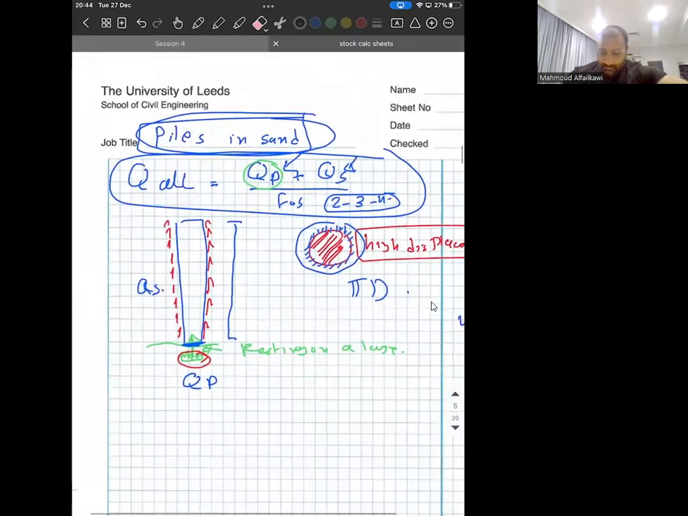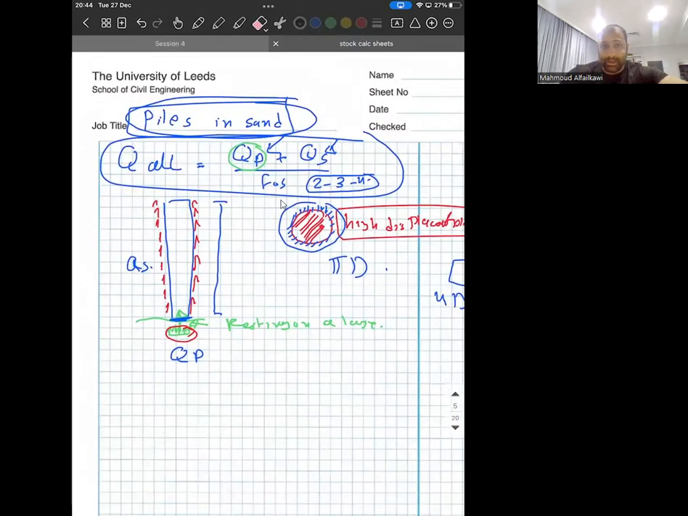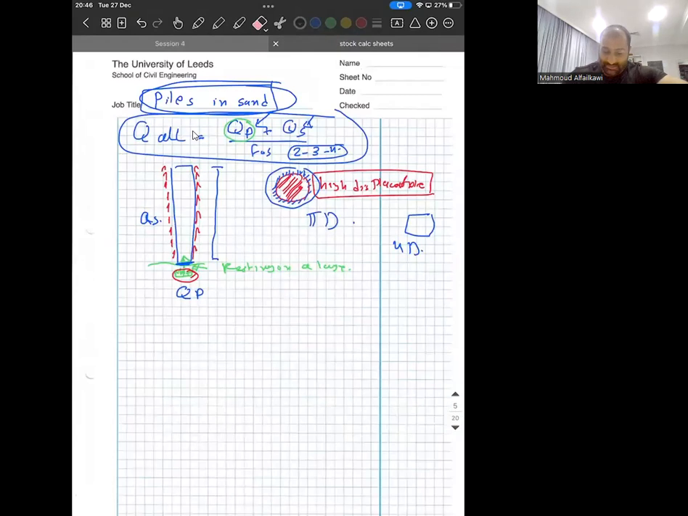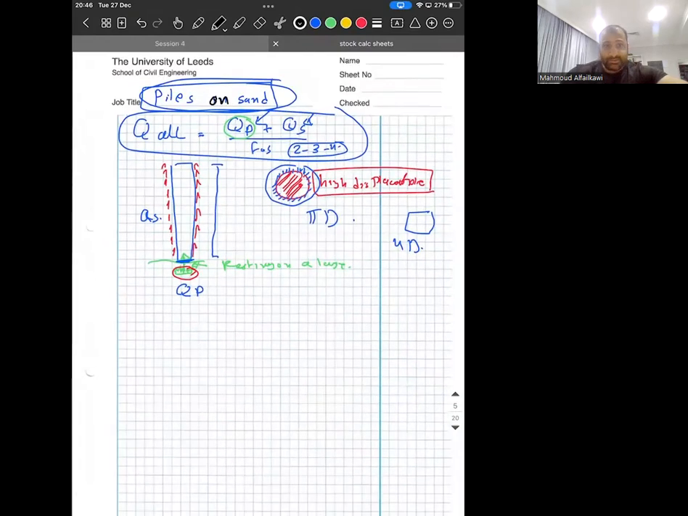Okay, today we're going to talk about piles in sand. So when we're estimating the bearing capacity or the reaction of the pile, piles on sand, to be more precise. We're going to deal with one equation today.